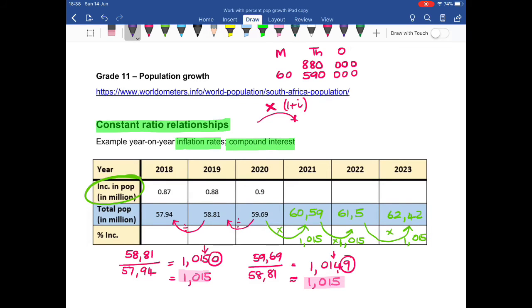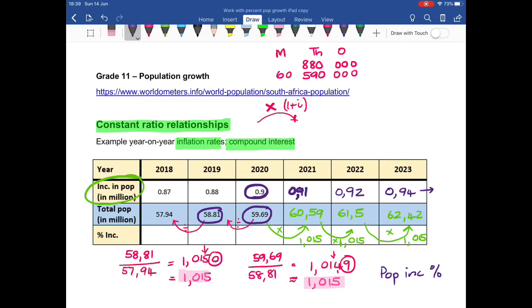How do I get the increase in population in millions? Well, all I would do is to say this value minus that value will give me that value. So 60,59 subtract 59,69, and I will get 0,91. The following one, if I do the same, 61,5 minus 60,59, I will get 0,92, and the following year would be 0,94.